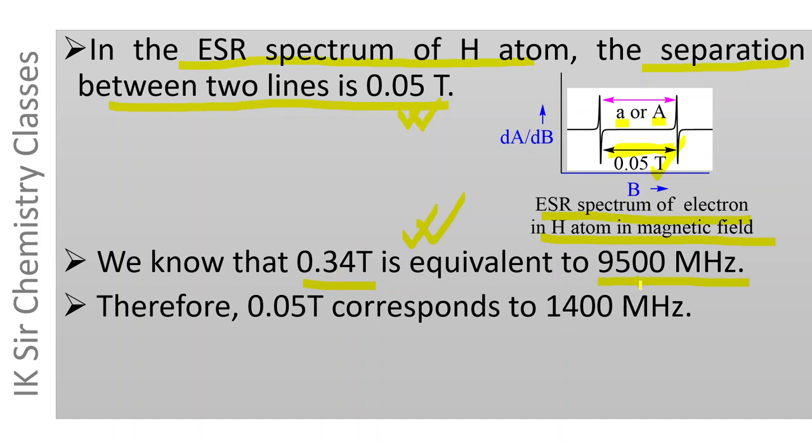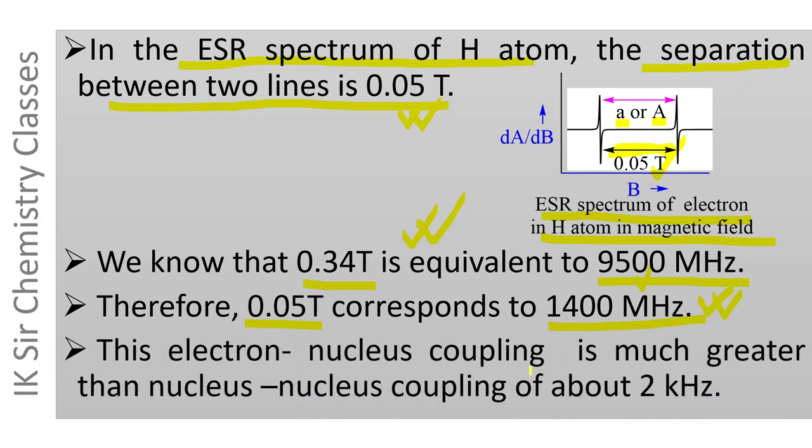0.34 Tesla is equal to 9500 megahertz, and therefore this magnetic field 0.05 Tesla will correspond to 1400 megahertz. This is the electron-nucleus coupling constant in ESR spectroscopy. This electron-nucleus coupling is much greater than the nucleus-nucleus coupling constant, which has a value of about 2 kilohertz in NMR spectroscopy. The nucleus-nucleus coupling constant is 2 kilohertz, while the electron-nucleus coupling constant has a value of 1400 megahertz. It means electron-nucleus coupling is much stronger than nucleus-nucleus coupling.